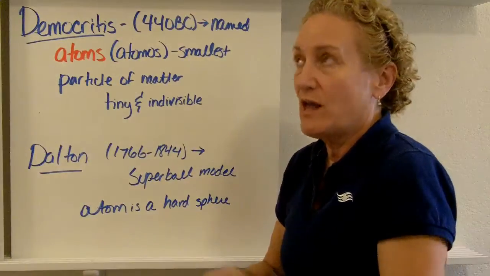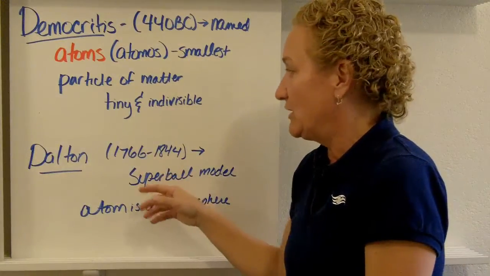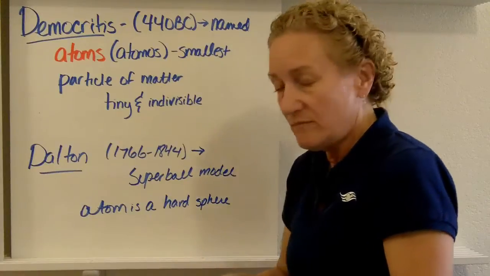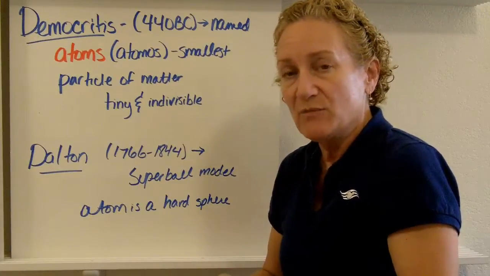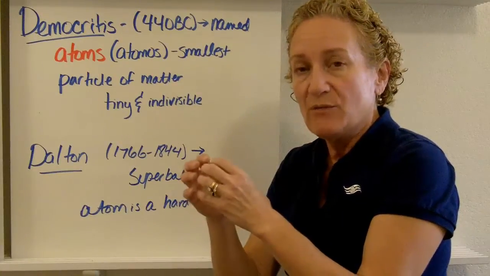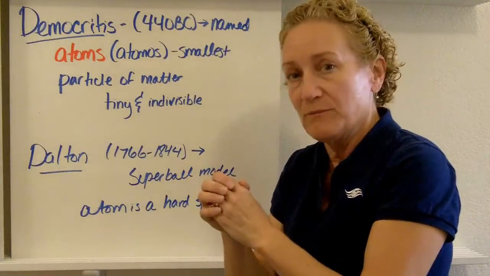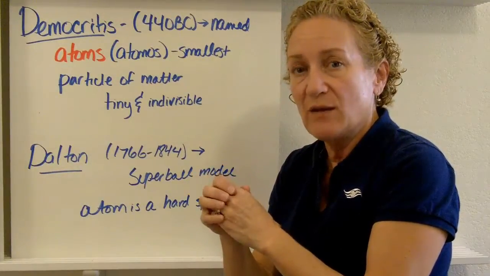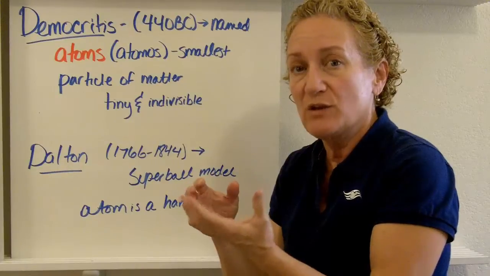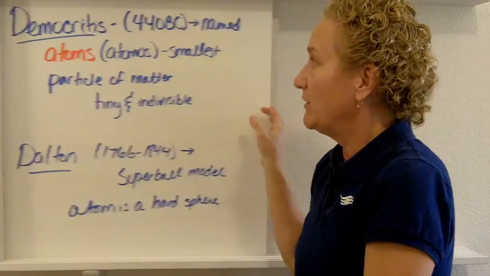Now let's step way forward, a lot forward, to the 1800s when we had a guy named Dalton. And Dalton's model of the atom was that it was like a super ball. It was a solid, hard sphere. And that's what he believed an atom was, a solid, hard sphere. And for many years, we agreed with him that it was a solid, hard sphere.